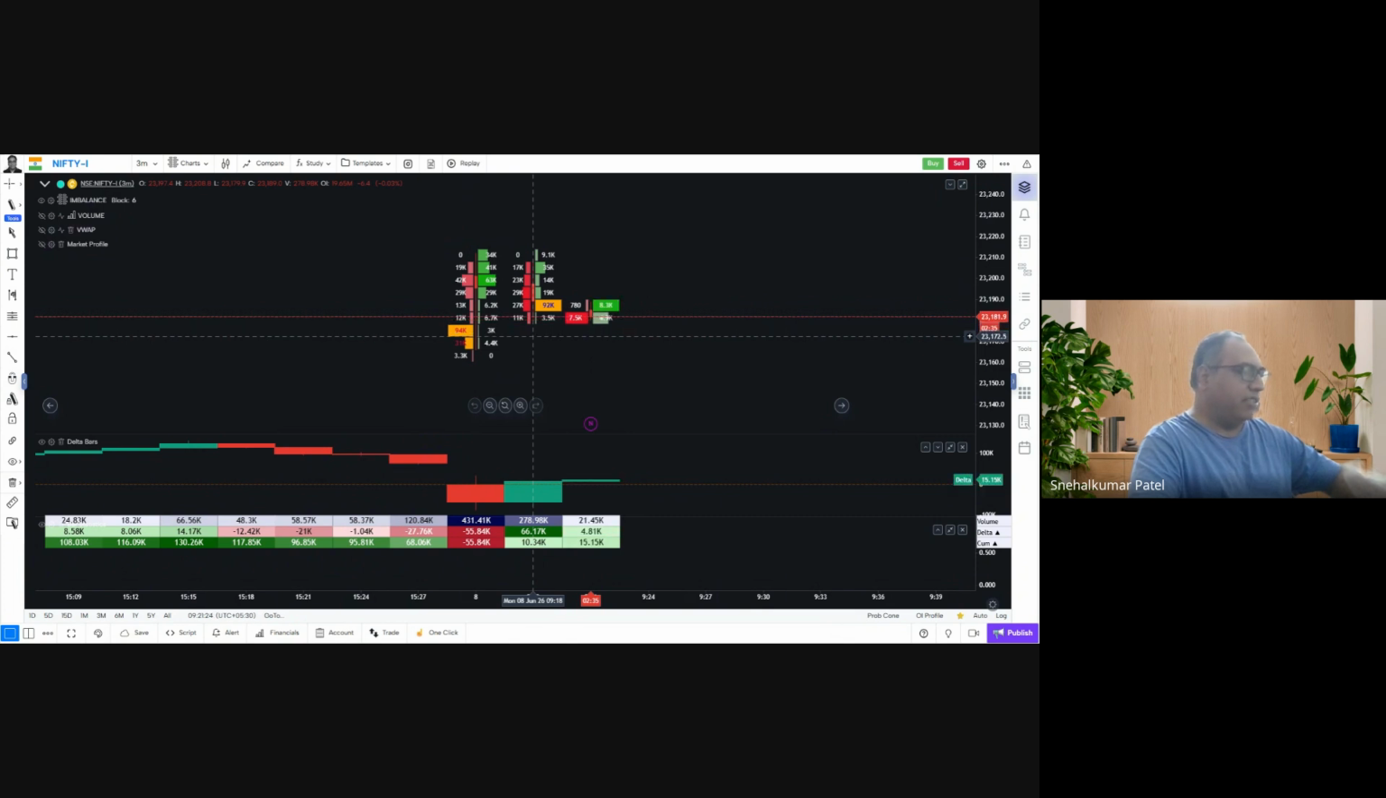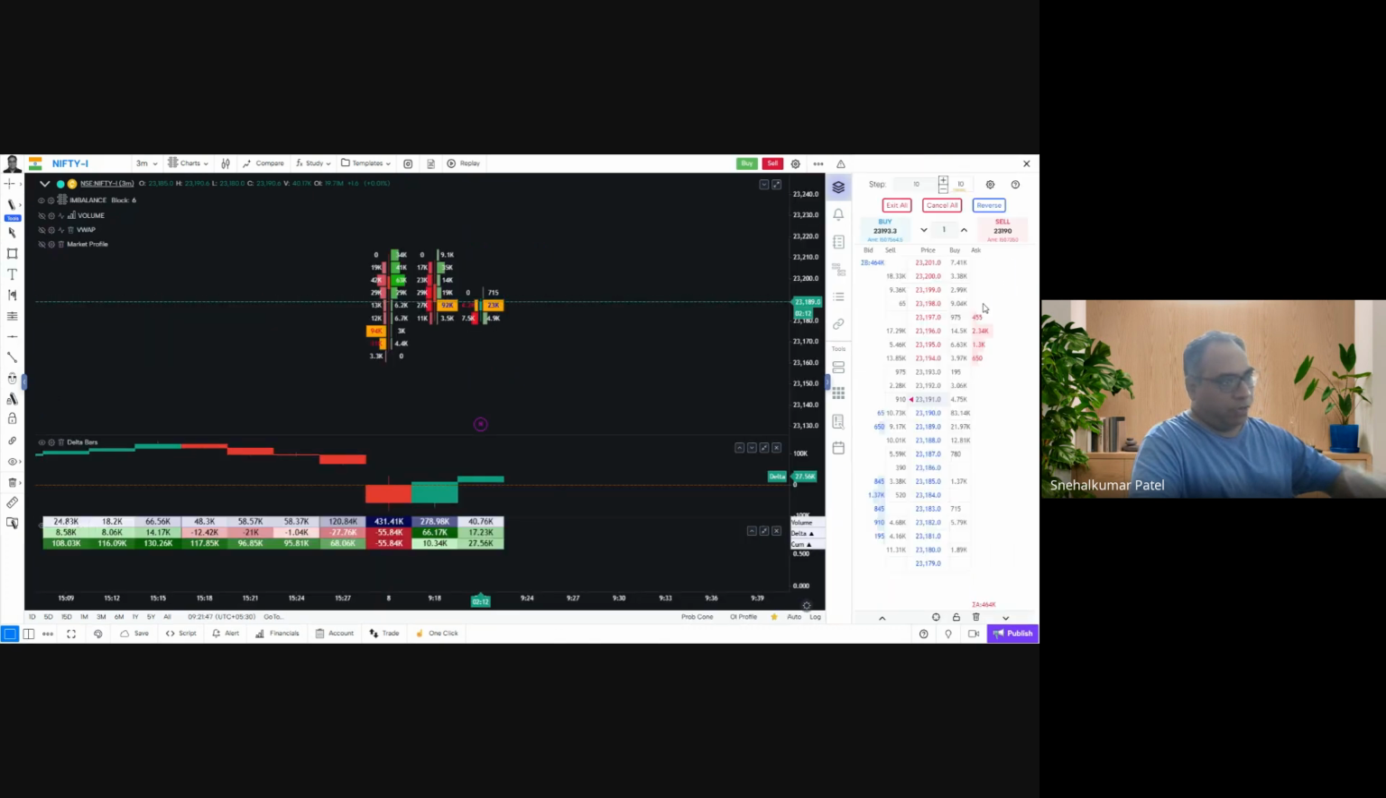So imbalance is basically you are identifying that the number of sellers is, let's say, 2x or 3x the number of buyers. If we talk about this particular imbalance, we have to match it diagonally. Why we have to match it diagonally, I'll show you in a moment.